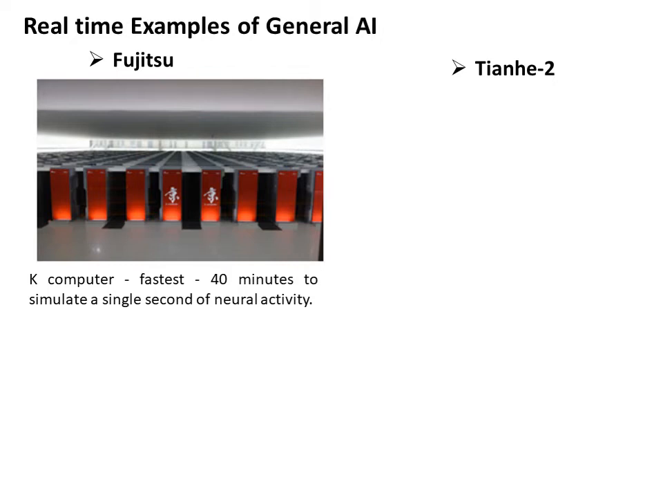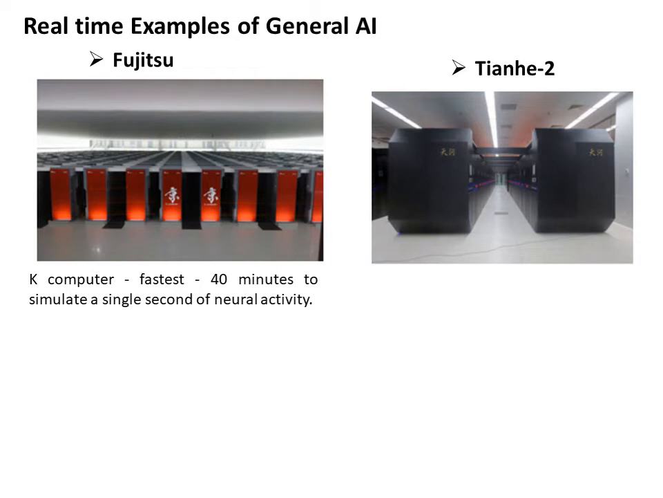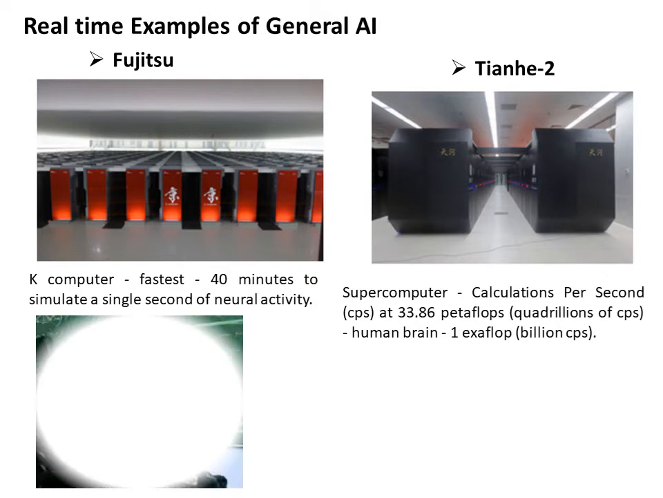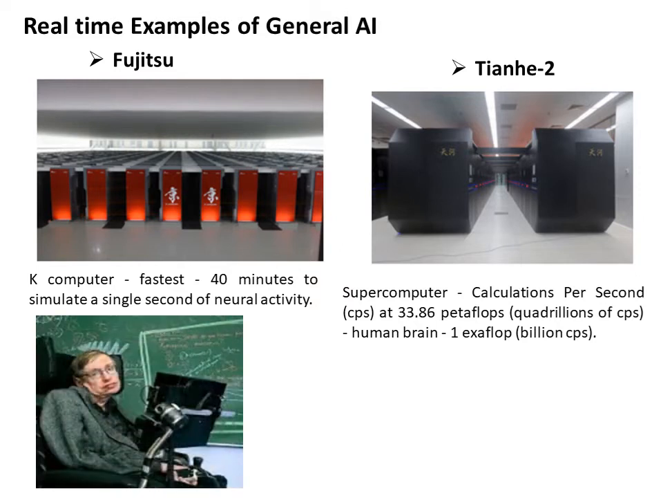Next is Tianhe-2, a supercomputer developed by China's National University of Defense Technology, which holds the record for calculations per second at 33.86 petaflops, that is quadrillions of CPS. This really sounds exciting, but the human brain is estimated to be capable of performing even better with 1 exaflop, that is a billion CPS. These examples specify the immense complexity and interconnectedness of the human brain and show the magnitude of the challenge in building a strong AI with our current resources.